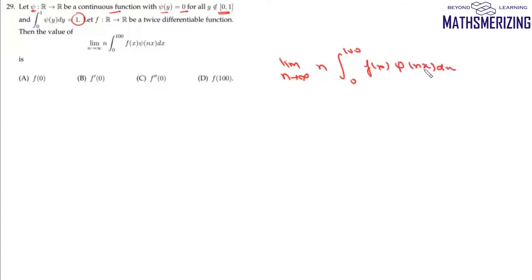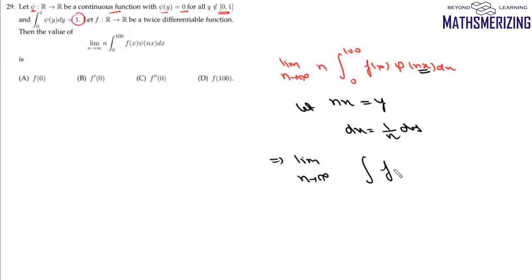Now what we'll do is use substitution to make it some y. So we'll let nx equal y, then dx is nothing but 1/n dy. So we can write this limit as the limit as n tends to infinity, and then n dx is dy. So it'll be f(y/n) psi(y) dy, and then the integral runs from 0, and when x is 100 it will be simply 100n.